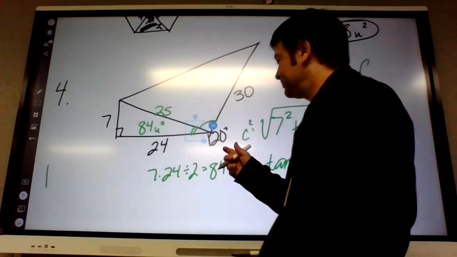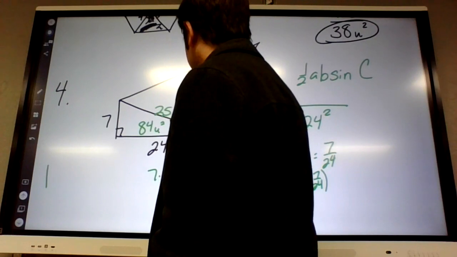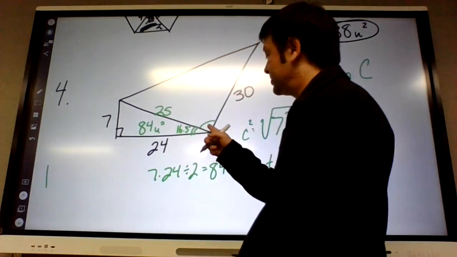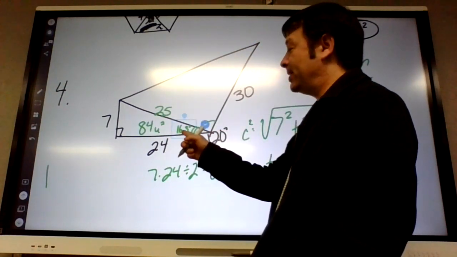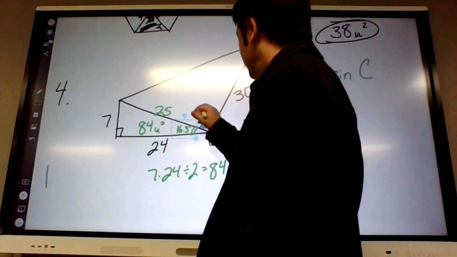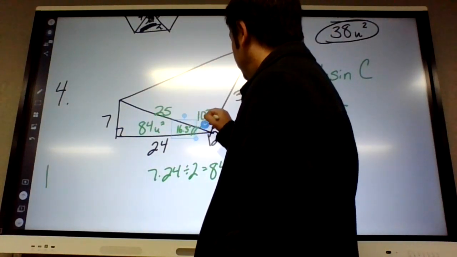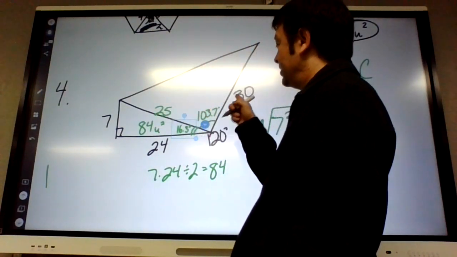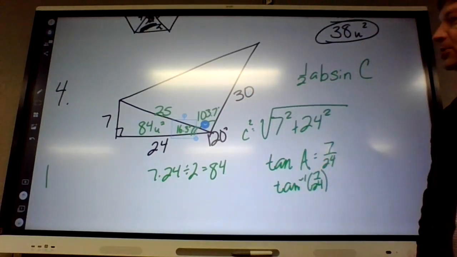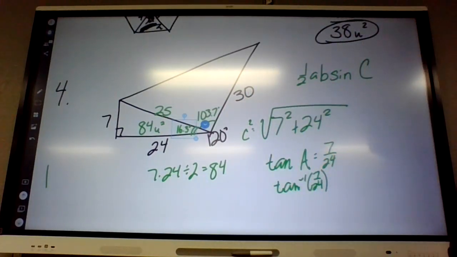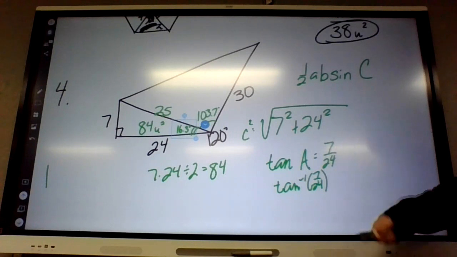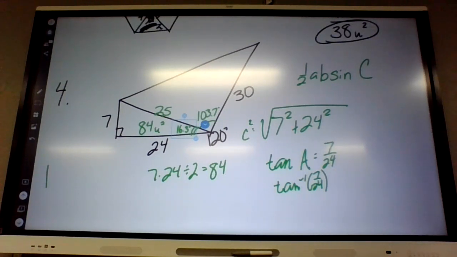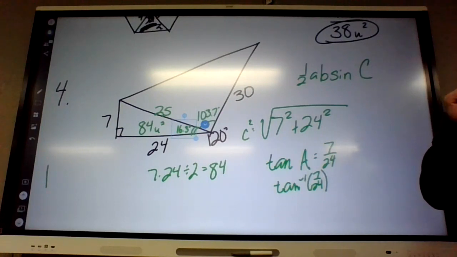What'd you get? 16.3. Alright, so this bigger angle must be 120 minus that, so 103.7. So now we have our side angle side, we can plug it in through the area formula. What was it? Oh yeah. 1/2 times. Oops.